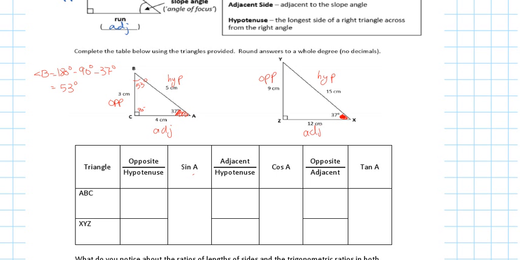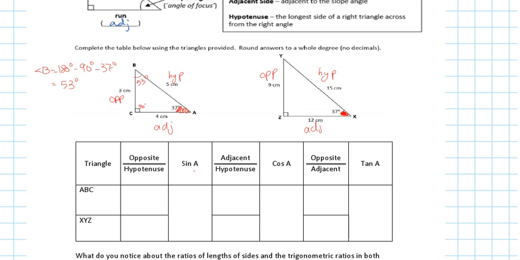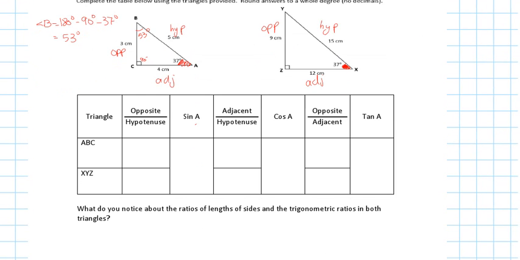Okay, now they want us to use triangle ABC, and divide the opposite over the hypotenuse. So in triangle ABC, what's the measurement of my opposite? It's 3. Divided by the hypotenuse, which is 5. So 3 over 5. Can you give me that answer to 4 decimal places? 0.6.